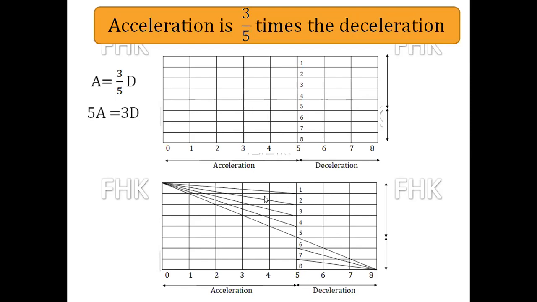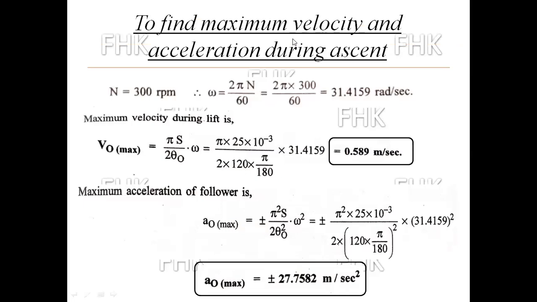Again, in that case also, the curve is not a mirror image, or not symmetric, as there is no uniform acceleration and retardation. Acceleration is 3 by 5 times the deceleration. Okay, now the third and last thing, to find the maximum velocity and acceleration during the ascent period by analytical method.